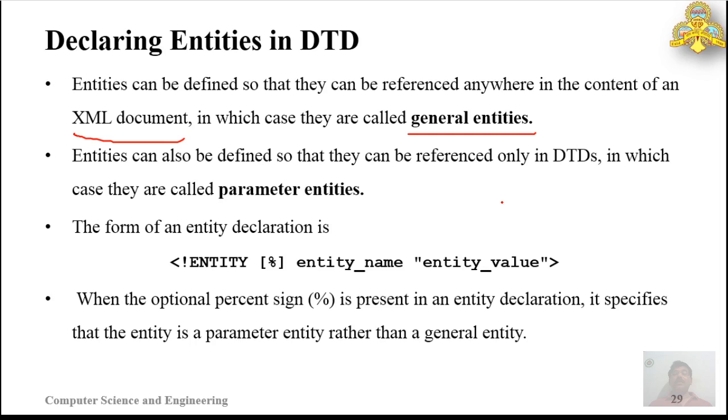If there is additional information that can be referenced only within the DTD, then it is called a parameter entity. One example: I am declaring the entity by using the keyword ENTITY, then the entity name equals the entity value, and optionally we can use a percentage sign. If the percentage sign exists, then that entity will be considered a parameter entity.